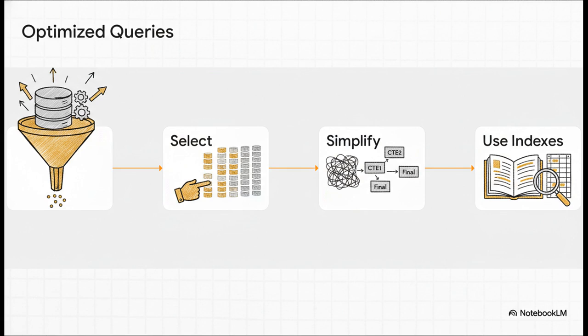Rule number 1, filter early. Use your where clause to slash the size of your dataset right away. Seriously, the less data you have to sift through, the faster your query will be. Second rule, stop using select star. Be specific. Only ask the database for the columns you actually need. Third, keep it simple. If you have a massive monster query, break it down. Use things like CTEs to make it more manageable. And fourth, and this one is huge, use your indexes wisely. They're like cheat codes for finding data fast.